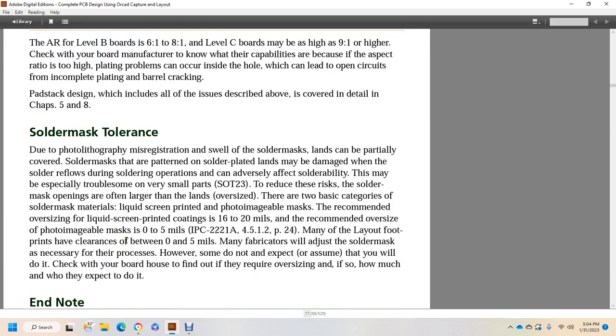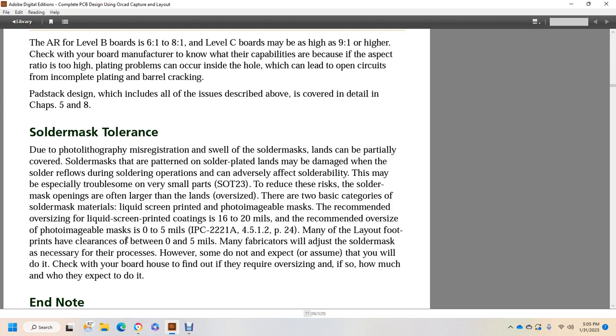Solder mask tolerancing. Due to photolithography misregistration, solder mask can land on and partially cover plated lands. Plated lands may be damaged when the solder reflow operation adversely affects solderability. This may be especially troublesome in very small parts like SMT parts. To reduce the risk, the size of the solder mask opening is often made larger than the lands, or oversized.